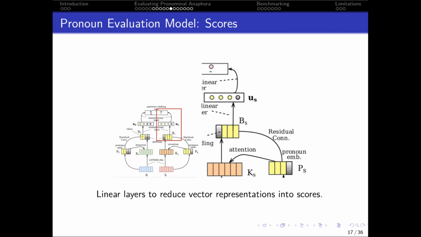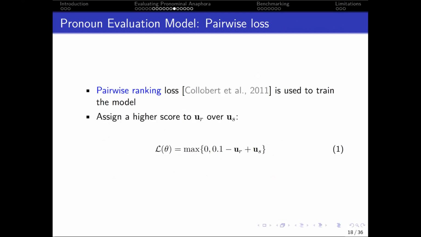And once we have that representation, we then just have a linear layer that reduces this to a score. And then these scores will be fed into a pairwise ranking loss, where the idea is to train it to assign a higher score to the reference pronouns and a lower score to the system translation.